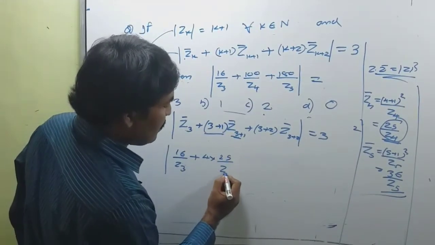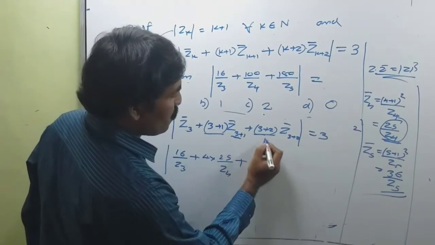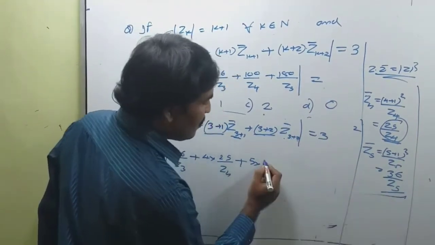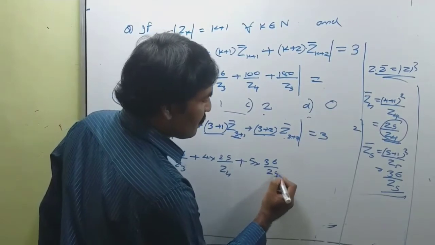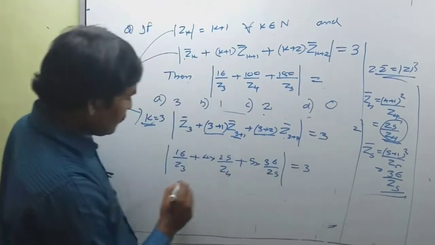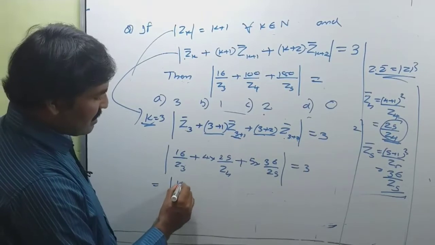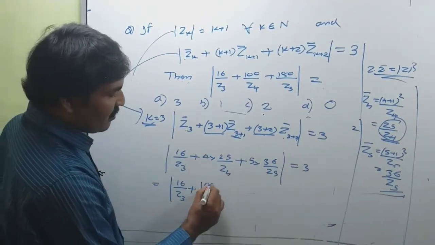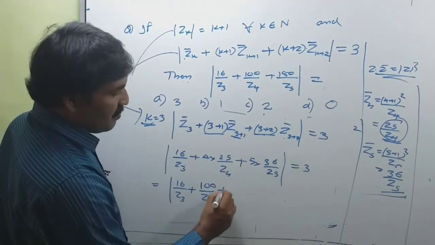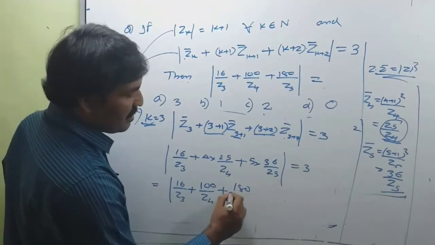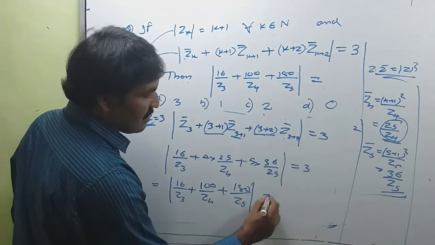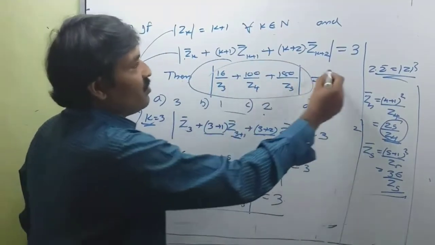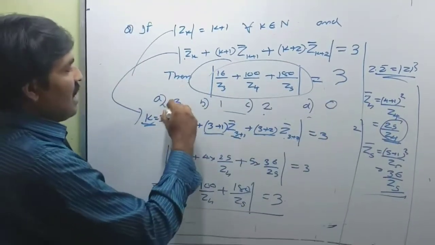25 divided by z4 plus this is 3 plus 2, 5 into z5 conjugate, that is 36 by z5. This is equal to 3. That implies modulus of 16 by z3 plus 4 into 25, 100 divided by z4, plus 180 divided by z5 is equal to 3. This is the thing we want to find. This is equal to 3. So the answer is A.